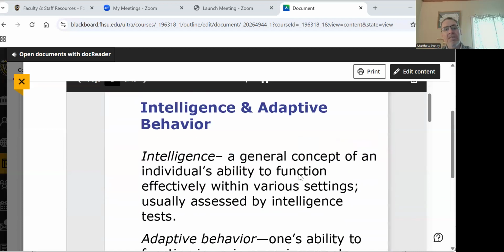So we're going to go through this quickly, and then we're going to talk a little bit about the CBM assignment, and then also a brief overview of the mock IEP.